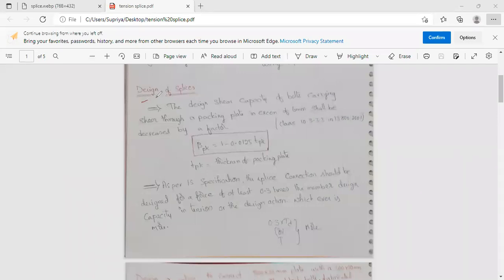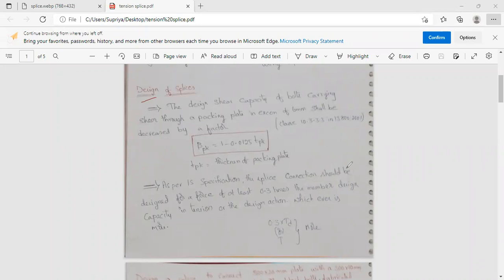So design of tension splices. Design of tension splices is the same as design of tension member only. Just as we design a tension member, in the same way we design tension splices also. But in the previous point we discussed that the connections and thickness of the tension splice must be equal to the design load. The strength of those will equal the design load.